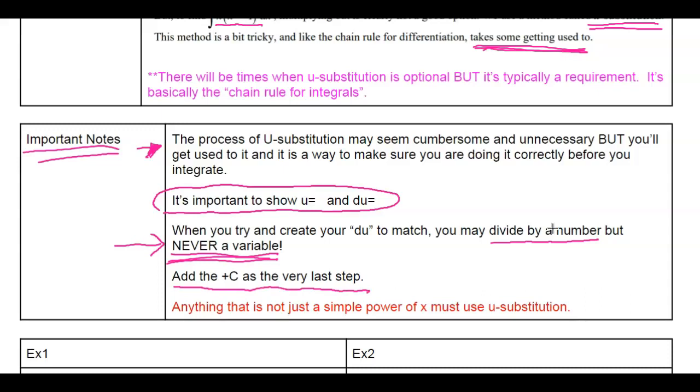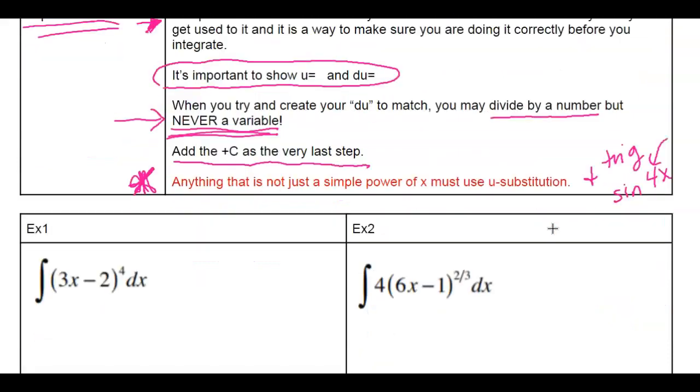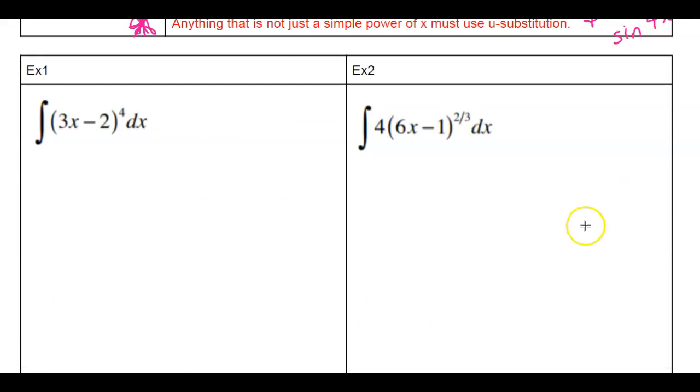But anything that is not just a simple power of x, like with the power rule, we have to use U-Substitution, okay? So for trig, anytime you had something that wasn't just, say, sine of 4x, if it's more than just x, you have to do a U-Substitution for trig, all right? So the problems do get tricky, but this is your practice. All right, so let's look at example number 1.